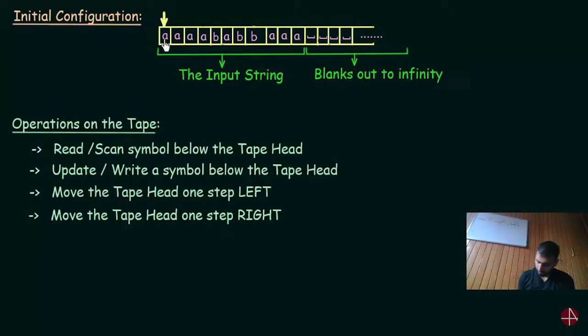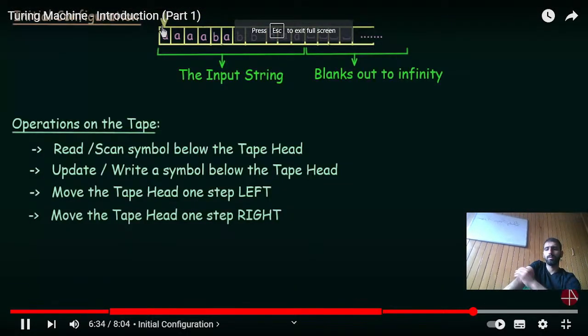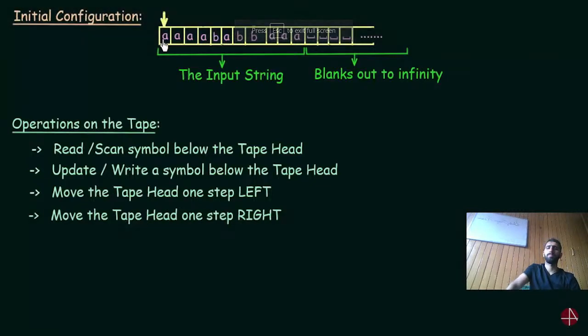So if you have your tape head over here, you can read or scan the symbol exactly below the tape head. The second operation is to update or write a symbol below the tape head. Again, we have to see where our tape head is, and then the symbol below it can be updated. For example, we have A over here. This A can be overwritten by some other symbol, let's say B. So we can replace this A with B or anything else depending on the input symbols that we have. So you can either read the symbol below the tape head, or write a symbol below the tape head.